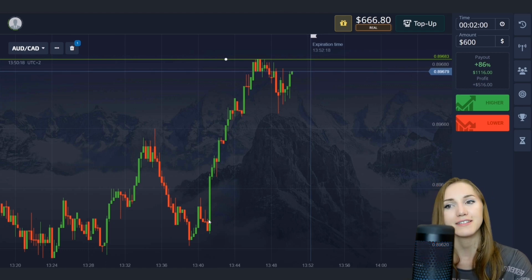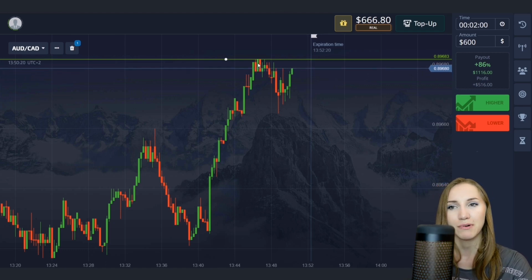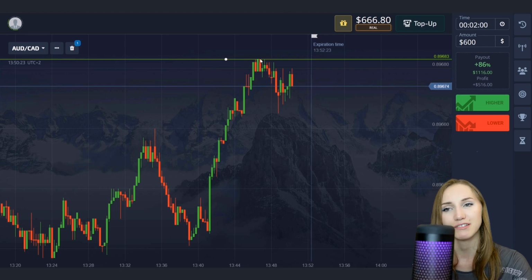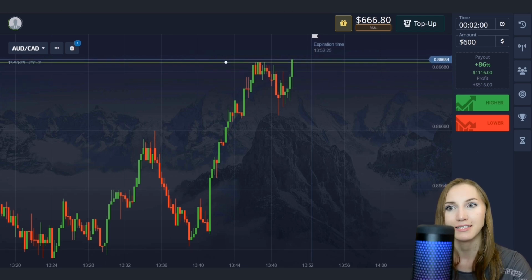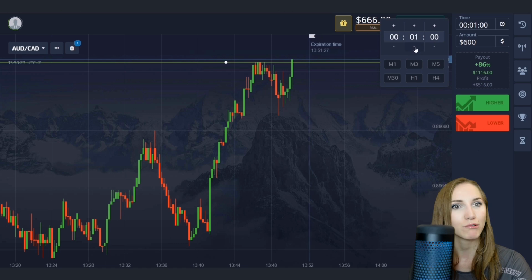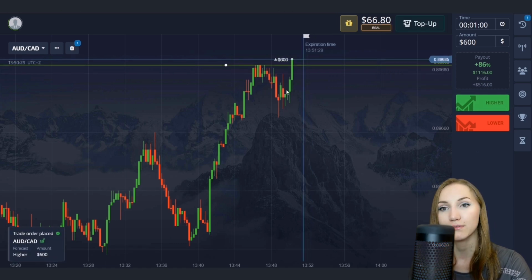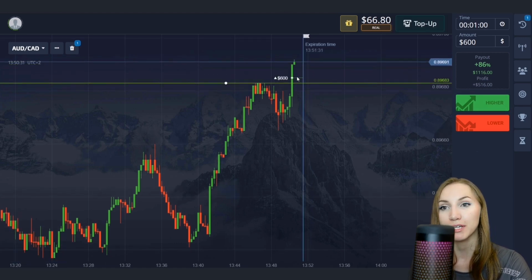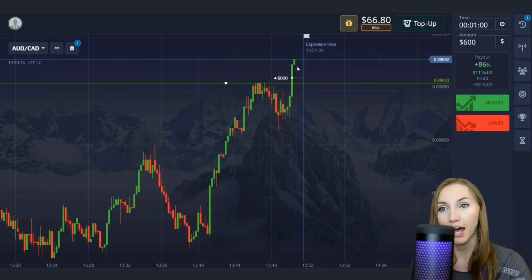So here you can see a very amazing uptrend. The price touched the resistance level, then bounced down, and now after a while the price is again moving towards the level. You know, these candlesticks are very confident. Let's open a trade up for 1 minute. So the price has been moving higher. A very impulsive green candlestick is appearing.